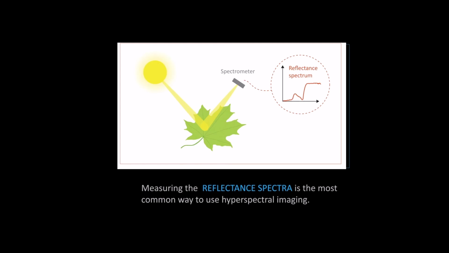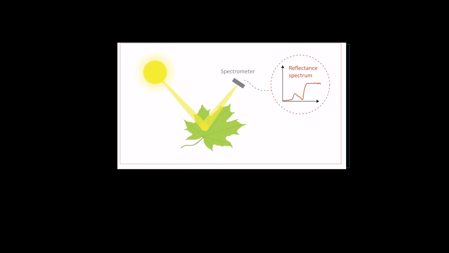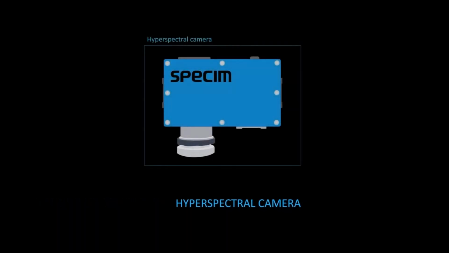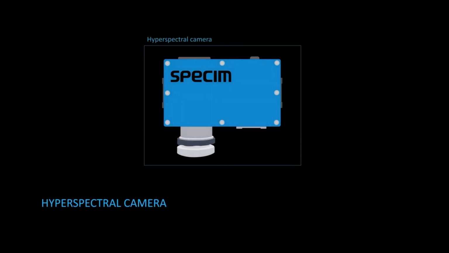Hyperspectral imaging uses an imaging spectrometer to collect spectral information. This device is also called a hyperspectral camera. With a hyperspectral camera, we are measuring thousands or hundreds of thousands of spectra instead of a single spectrum.